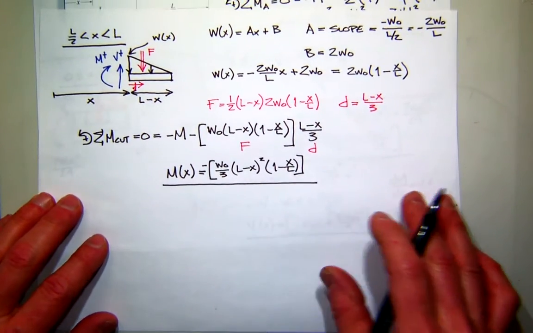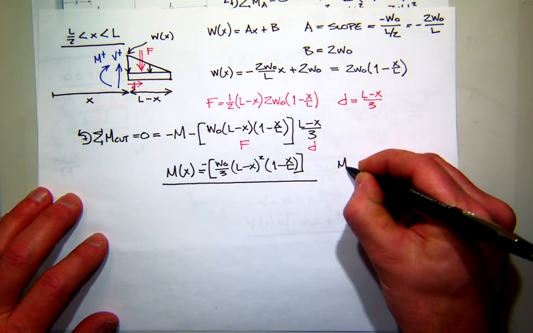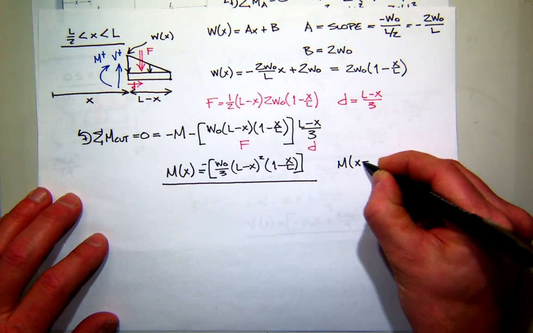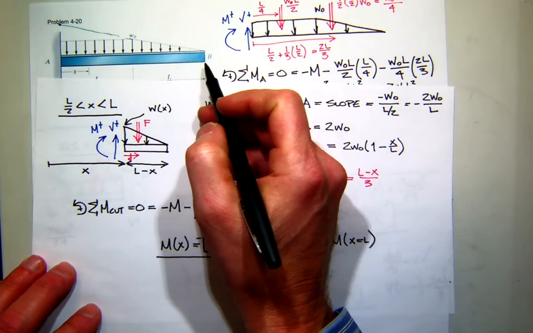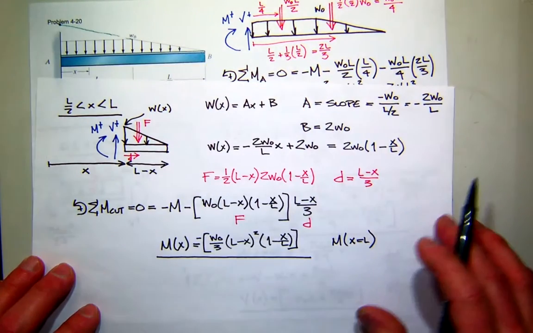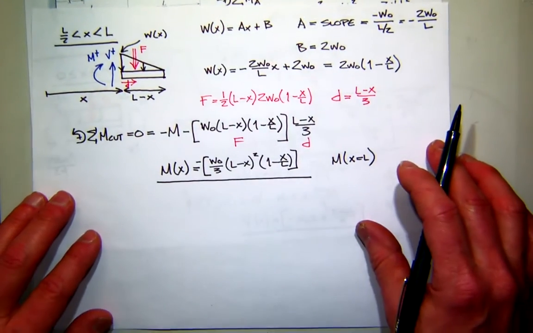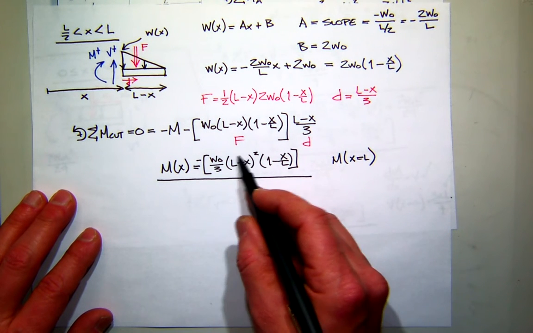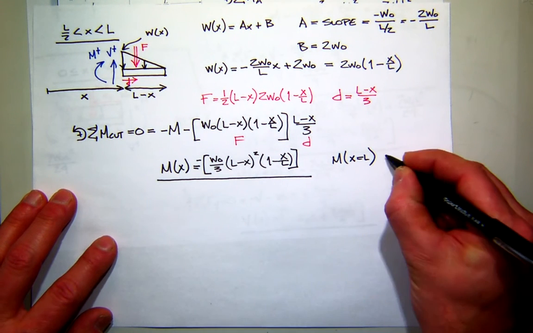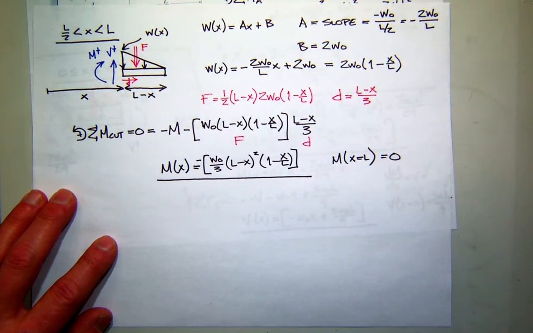What's the moment at X equal L? Well, it's the free end. So what's the moment at the free end? 0. Does our equation give us 0 at X equal L? Well, when X is equal to L, that's 0. So it seems to work.